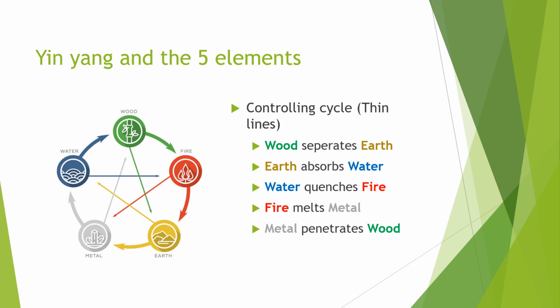For the controlling cycle, it can be similarly derived using rationalization. So, trees by means of roots hold the soil very tightly. The soil can absorb water and retain it within. Water can be used to quench fire, and fire is often used to heat and melt metal, which can be used to form axes and other tools to chop wood.